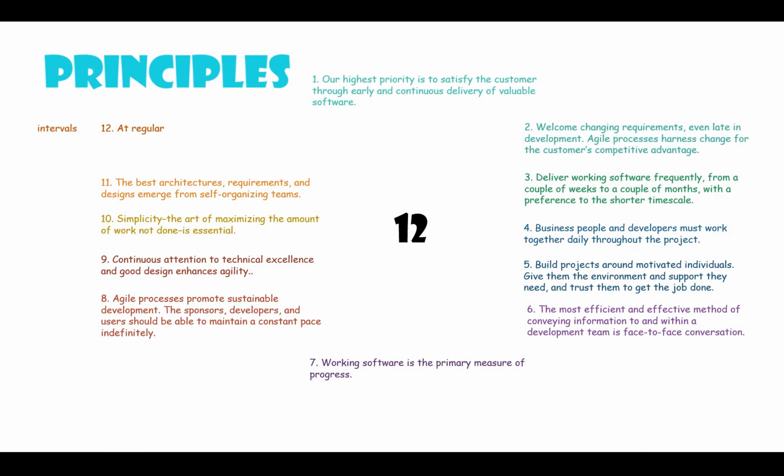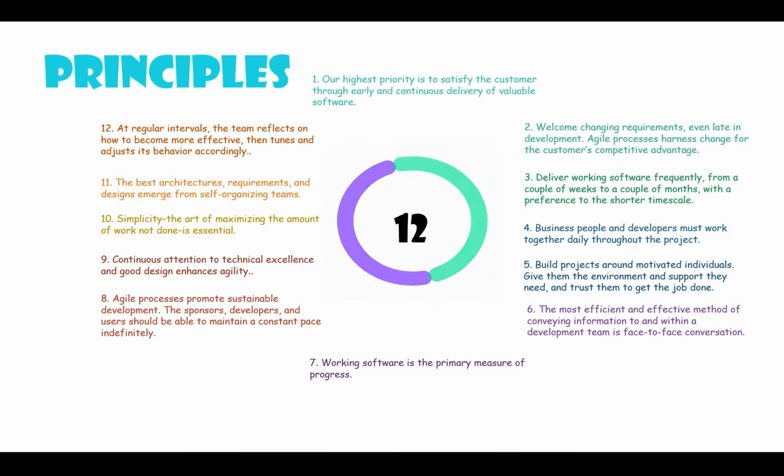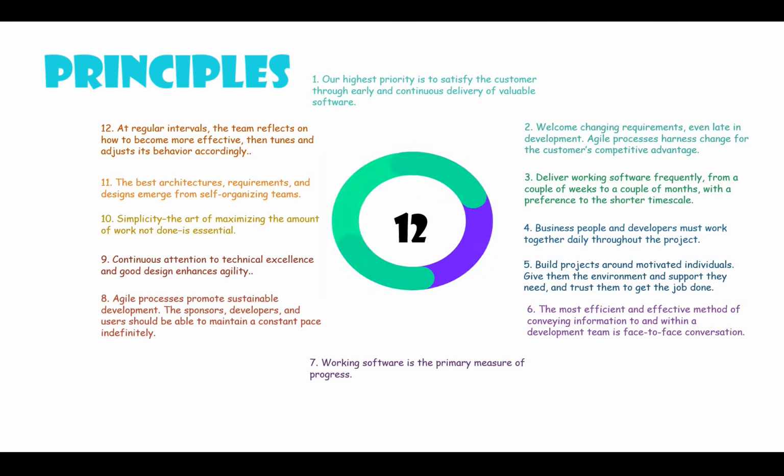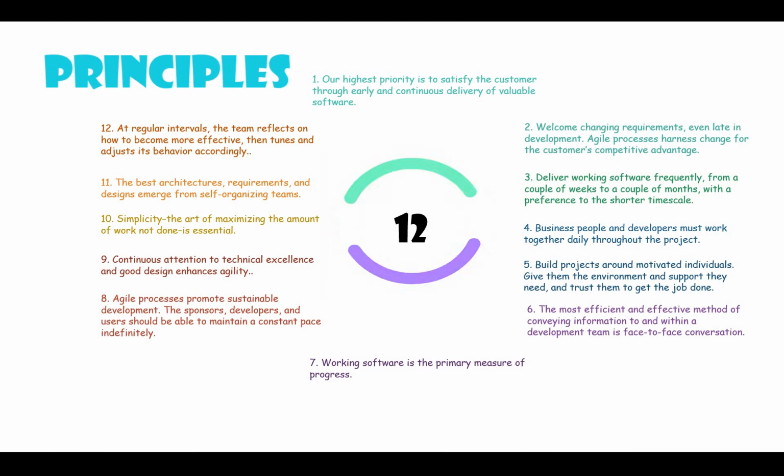And the 12th and the last principle is that at regular intervals the team reflects on how to become more effective, then tunes and adjusts its behavior accordingly. This is also important, we should have regular feedback and regular retrospectives to see what is going well, what has to be changed, and what has to be stopped. All those things have to be looked into, and the team has to constantly take that feedback, improve and reflect on how to make things more effective. So these are the 12 principles that are part of the Agile Manifesto.